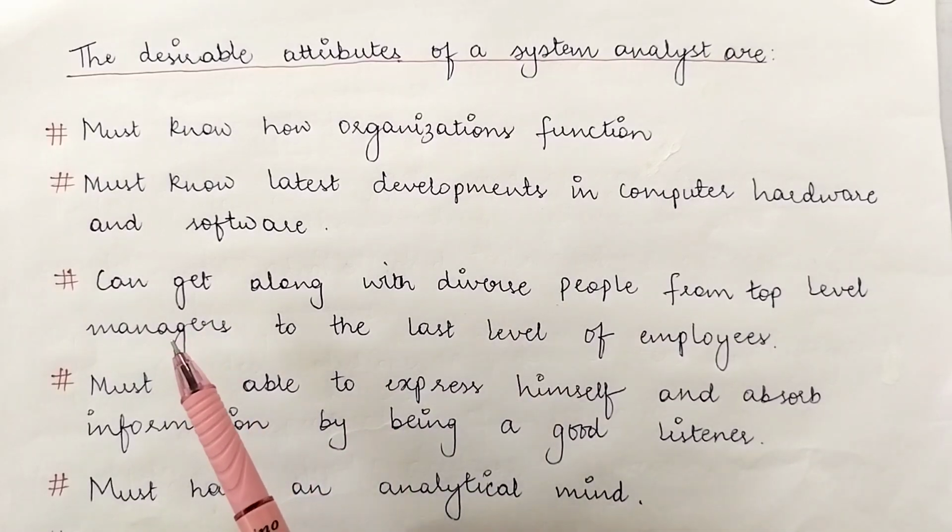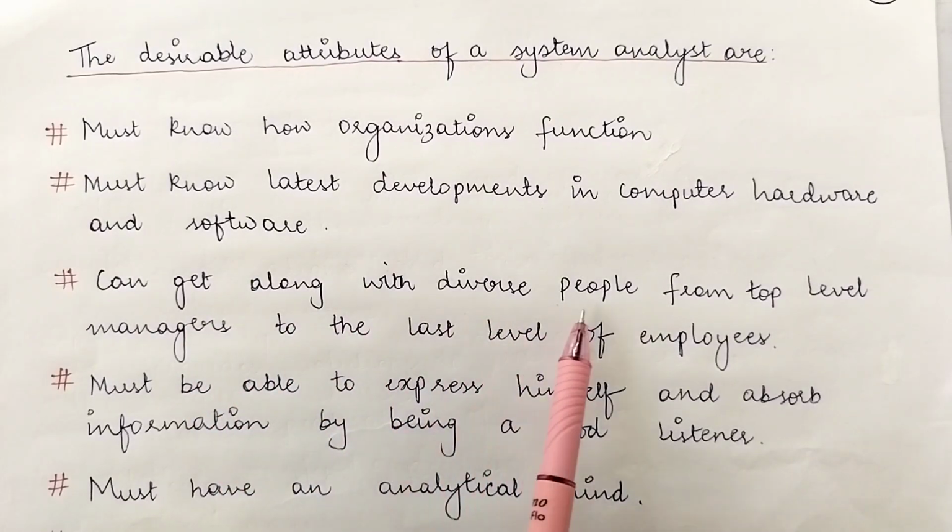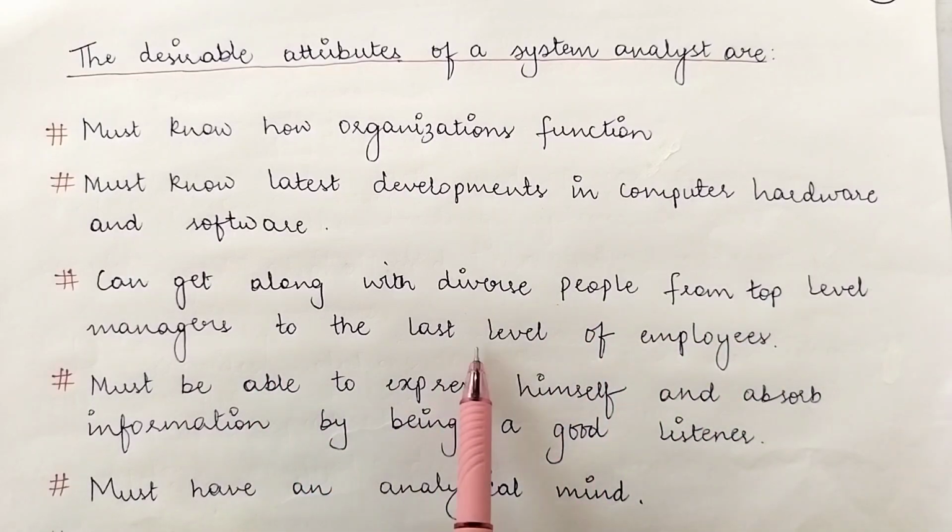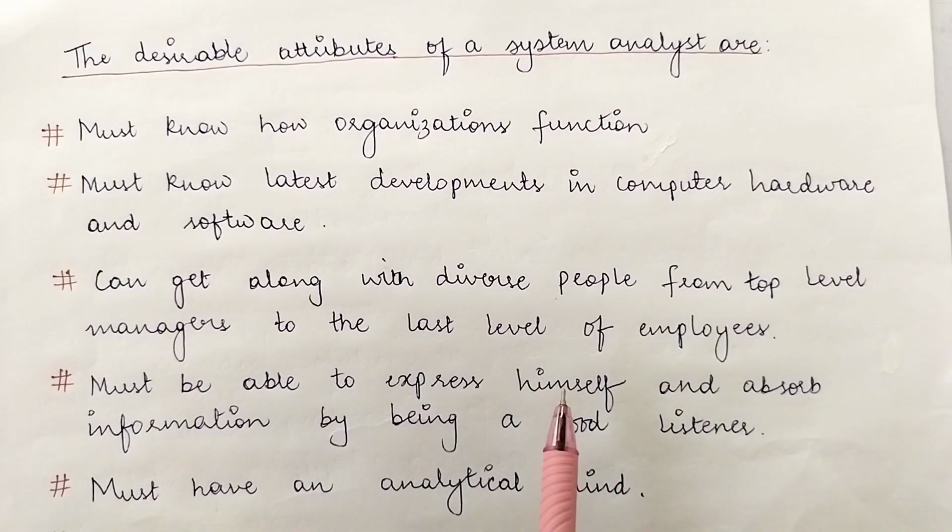Then a system analyst should get along with diverse people from top level managers to the last level of the employees. A system analyst must be someone who can get along with anyone in the organization from the top level till the lower level, because it is the people he has to deal with. If he cannot deal with them properly, if he has ego problems or some other issues, then it would not be possible for the system analyst to work with these people and gather facts and data. So it is very important that system analyst gets along with diverse people ranging from the top level management to the lower level of employees.